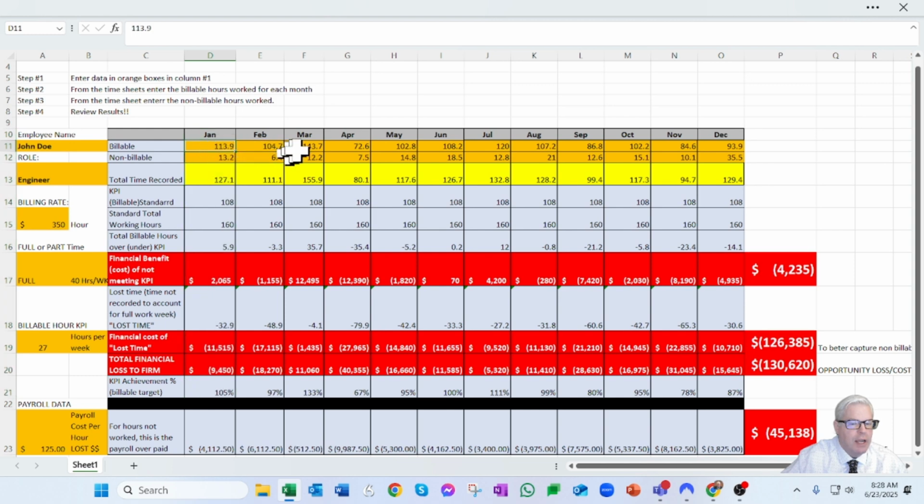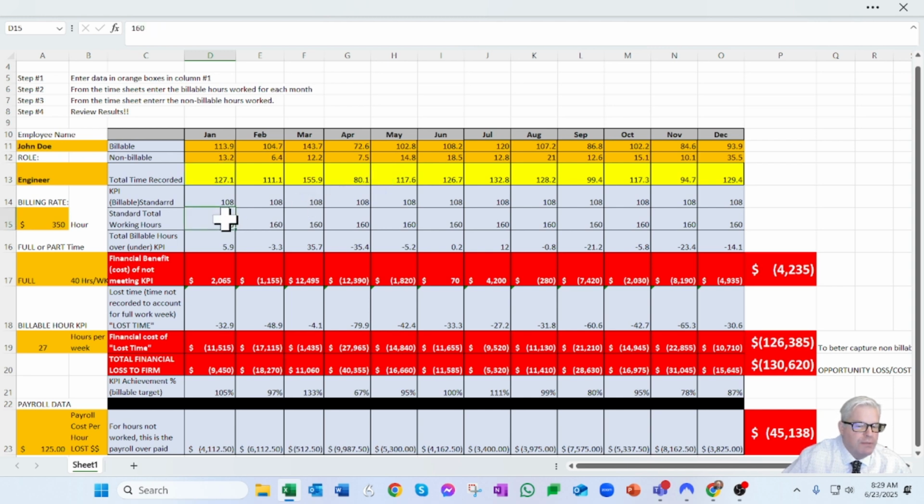In January we had billable time recorded. Remember the orange boxes if you're using this file. The orange boxes are the data points that you're going to enter. All the math is programmed in the rest of the file to compute everything for you. So we're looking at the billable time in January. John had a total of 113.9 hours. He also had a total of 13.2 non-billable hours. So maybe that was company meetings, some training and development, could have been something that we do not bill to clients. The sum of those, or the total, is 127.1 hours.